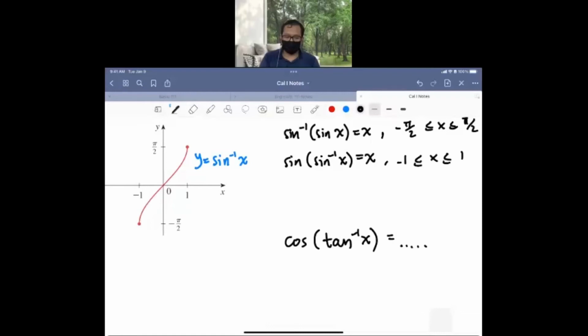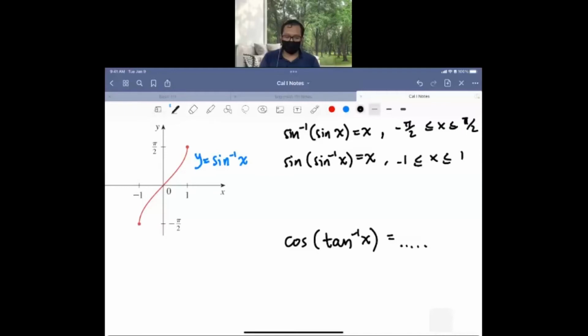Really? The inverse is not the reciprocal. It's not 1 over something. It is not sine inverse over cosine inverse. That means this is cos inside the cos, right?